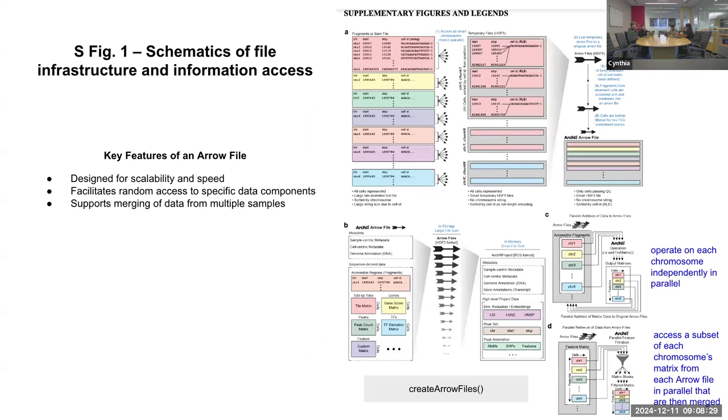In this figure, supplemental figure one, we can see a lot of the details of the schematics of how the file infrastructure works for accessing information. Here, for example, we are looking at a BAM file. The Arrow architecture splits the data into different chunks. They use pointers or connections to guarantee that they can randomly access different kinds of information and grab different components of the analysis.